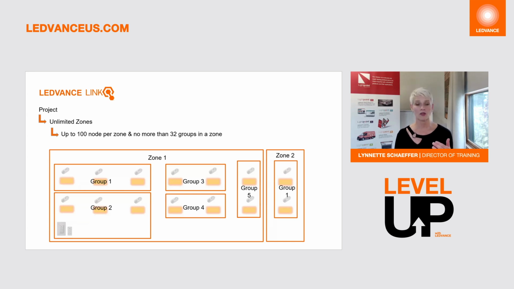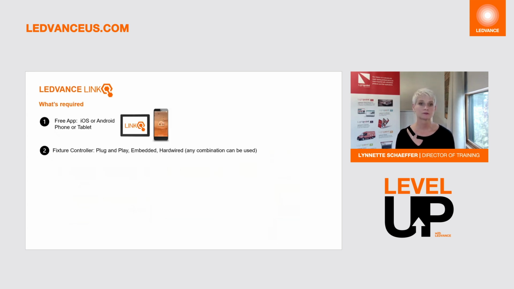Maybe you want to have the back row of luminaires on one group and the front row of luminaires on another group. You can do all of those things. Now, keep in mind, any project can have unlimited zones, but you can only have 100 nodes per zone and no more than 32 groups in a zone. And remember, every single node, every part of that system, is counting as a node.